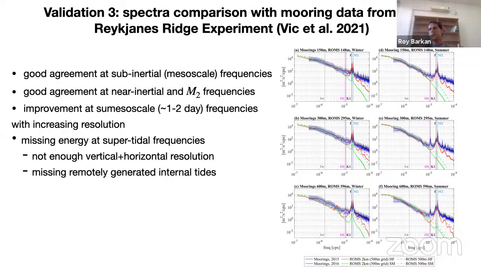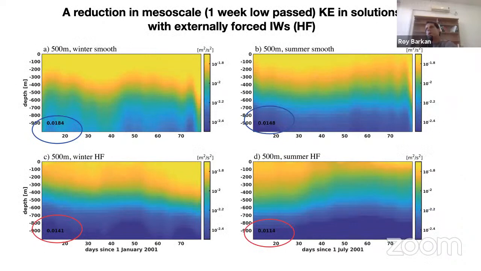And so to highlight this a little bit better, I've actually computed the low pass, a 1 week low pass, kinetic energy or eddy kinetic energy in these solutions. What I'm showing you here is the horizontally averaged eddy kinetic energy, where, again, 1 week low pass is how I define it after the mean was removed. So this just shows it in the 500 meter solutions during winter and summer for the solutions without the waves and the solutions with the wave forcing.